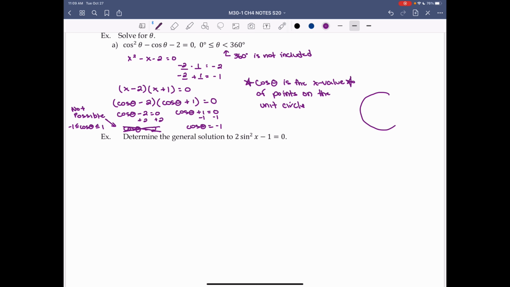Draw our unit circle. The x value is -1 here at the point (-1, 0), which has an angle measure in degrees of 180 degrees between 0 and 360. So our only solution in this domain is theta equals 180 degrees.